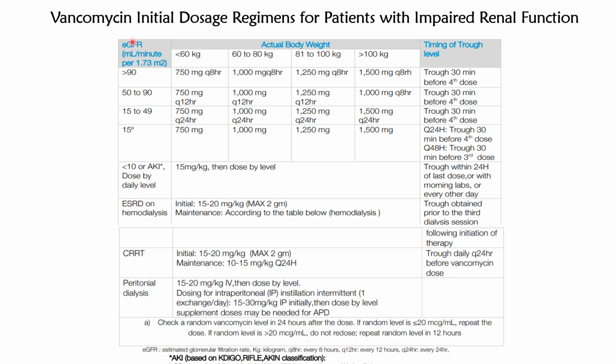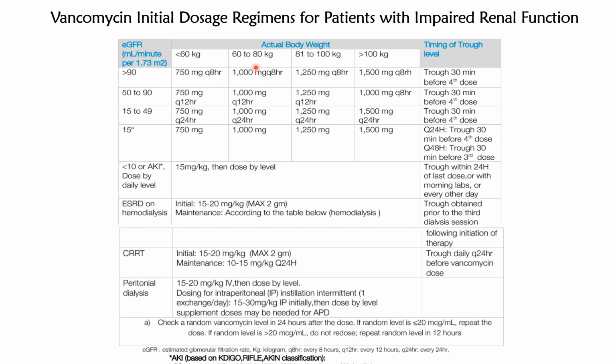So let's take an example. If the patient's eGFR or estimated glomerular filtration rate is greater than 90, and the patient's weight is less than 60 kg, then the dose of vancomycin is 750 milligram Q8 hourly. Okay, Q8 hourly means every 8 hours.